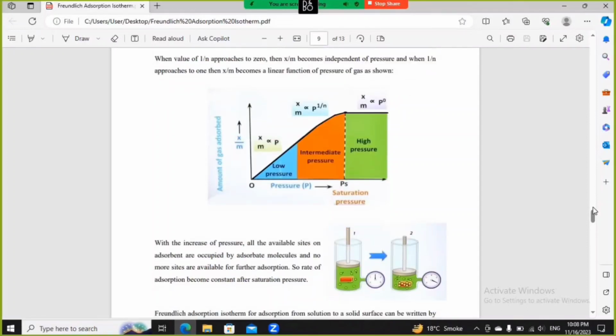We can say that we have three cases. Initially, when the pressure of the gas is low, then adsorption is directly proportional to the pressure of gas having power 1. When pressure of gas is intermediate, the extent of adsorption is directly proportional to the pressure of gas having power 1 by n. When the pressure of gas is very high, the extent of adsorption becomes independent of pressure of gas.